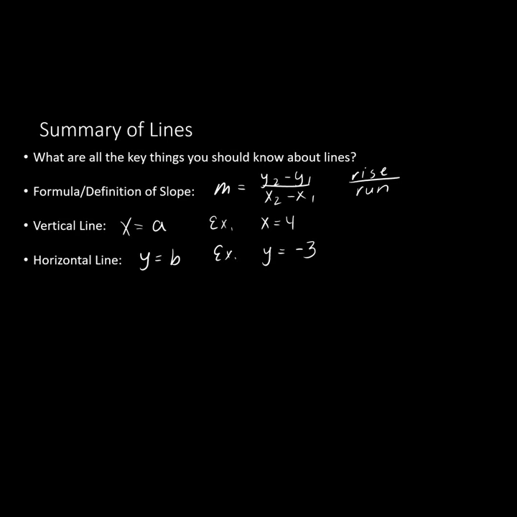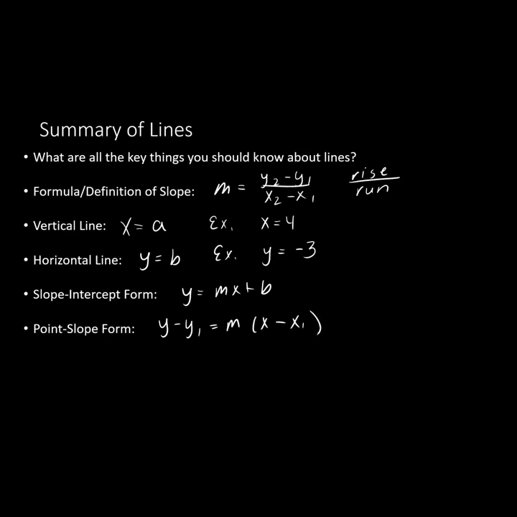Then we get into the forms of equations of lines. So slope-intercept form is y equals mx plus b, where m is the slope and b is the y-intercept of the line. Point slope form takes the form y minus y1 is equal to m times x minus x1. This is where m is the slope and x1, y1 is any point on the line, but usually not the y-intercept. Could be, but it's usually not.